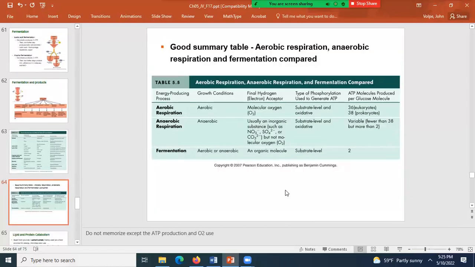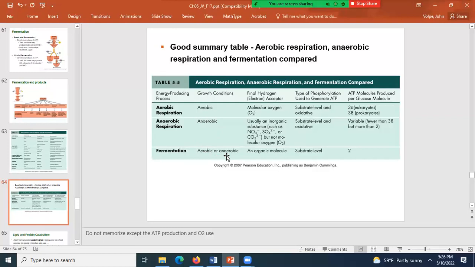So a summary of aerobic respiration, anaerobic respiration and fermentation is shown here. You should know the reaction. You should know the growth conditions. Aerobic respiration has to happen in oxygen, meaning it's an aerobe, but anaerobic respiration and fermentation happen with anaerobes, and fermentation can happen in both aerobes and anaerobes.